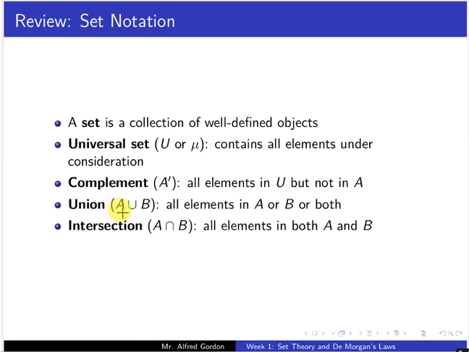Now the union of two sets, that is for sets A and B, is all elements in A or B or both. So we're combining the sets A and B without repetition of elements. Now A intersection B has to do with all elements in both A and B, so elements that are in A and also in B.